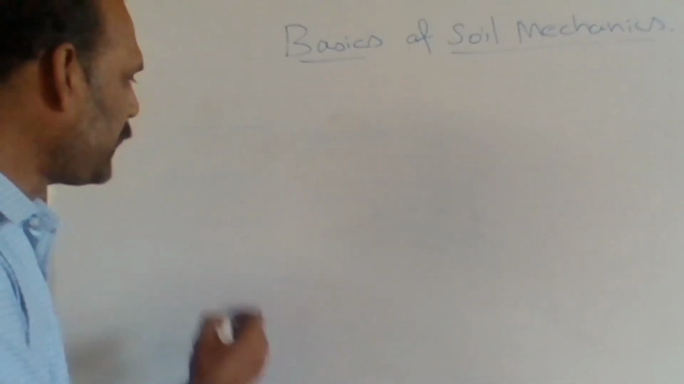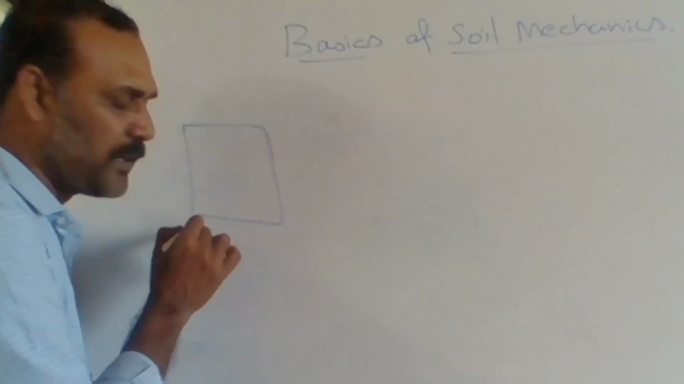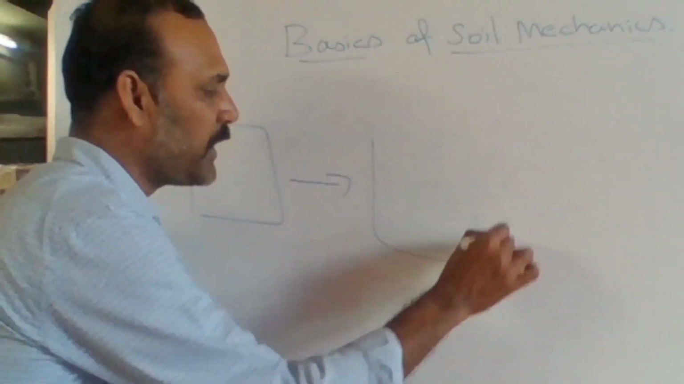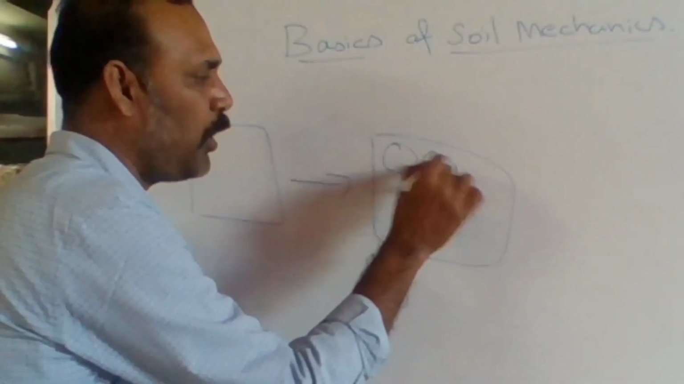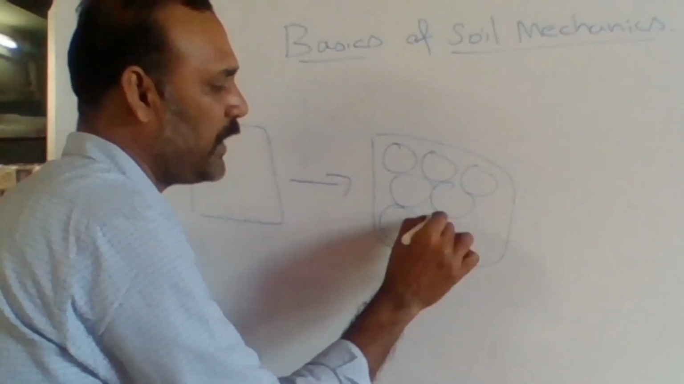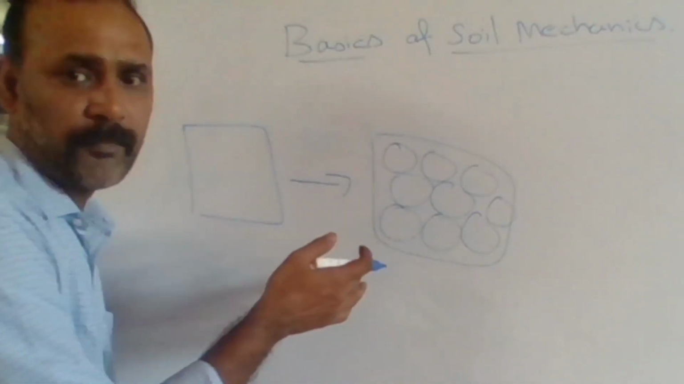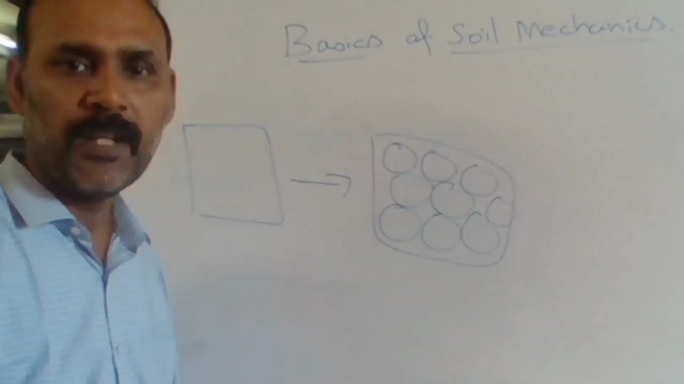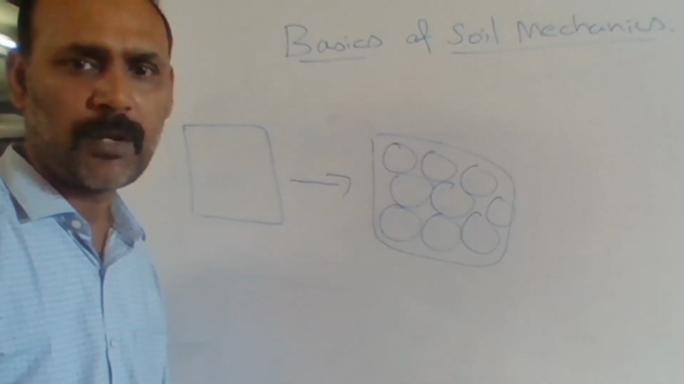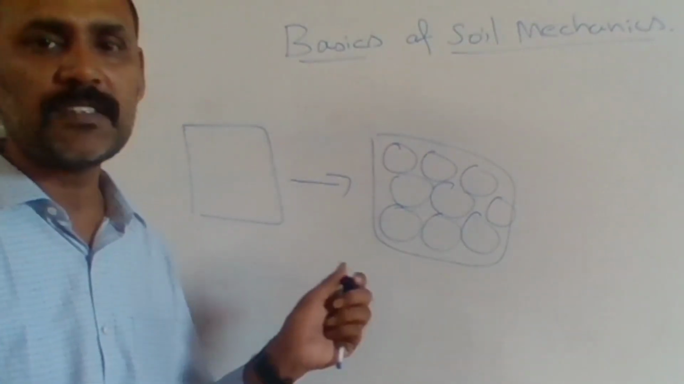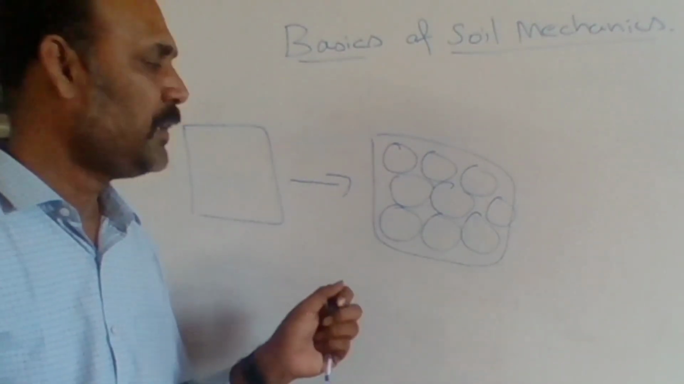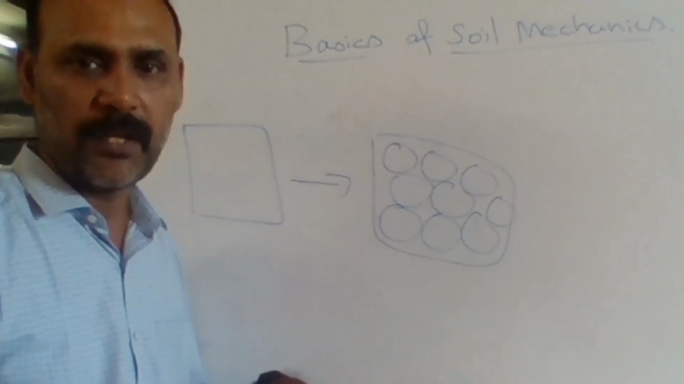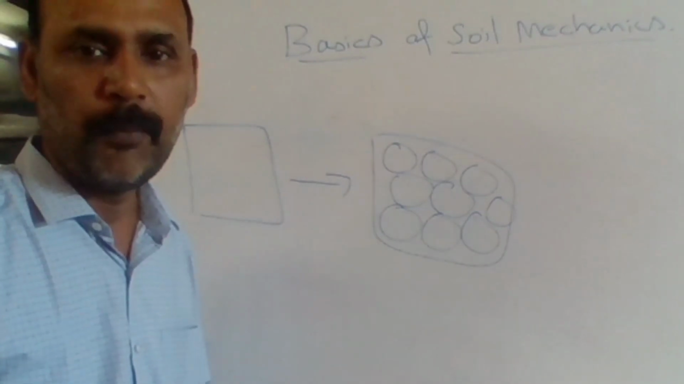Soil is nothing but hard, solid rocks that are converted into small grains by various processes. It may be weathering, and there are a number of weathering types: physical weathering, chemical weathering, organic weathering, and so on. The end product of weathering is soil. When we apply force to the soil, how it behaves is what we call soil mechanics.